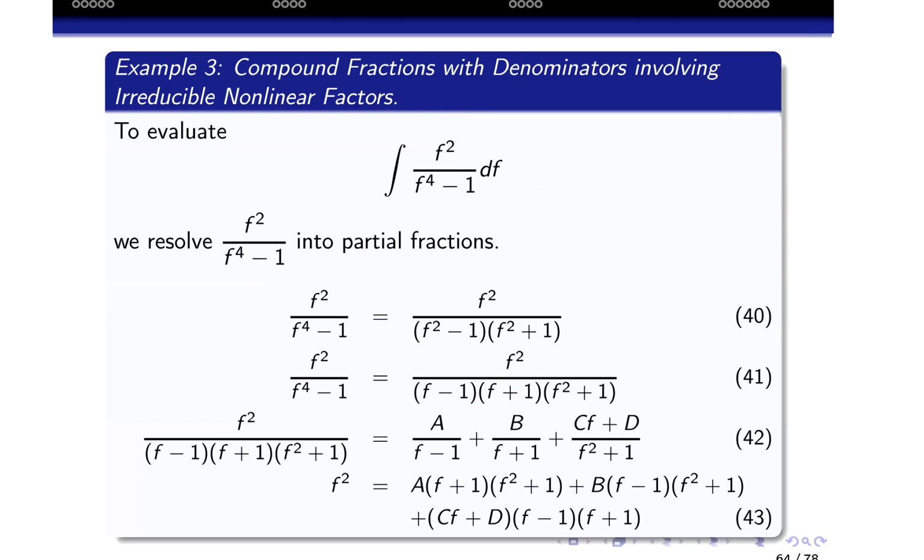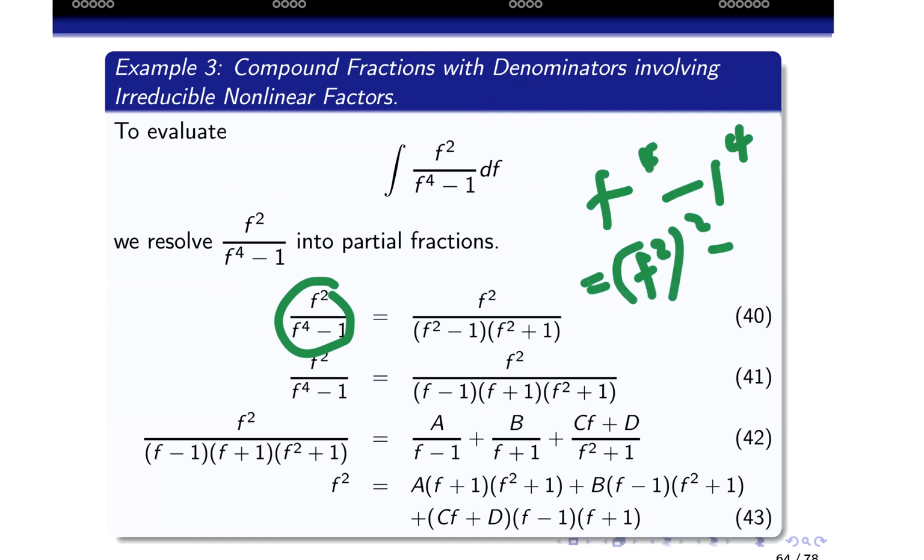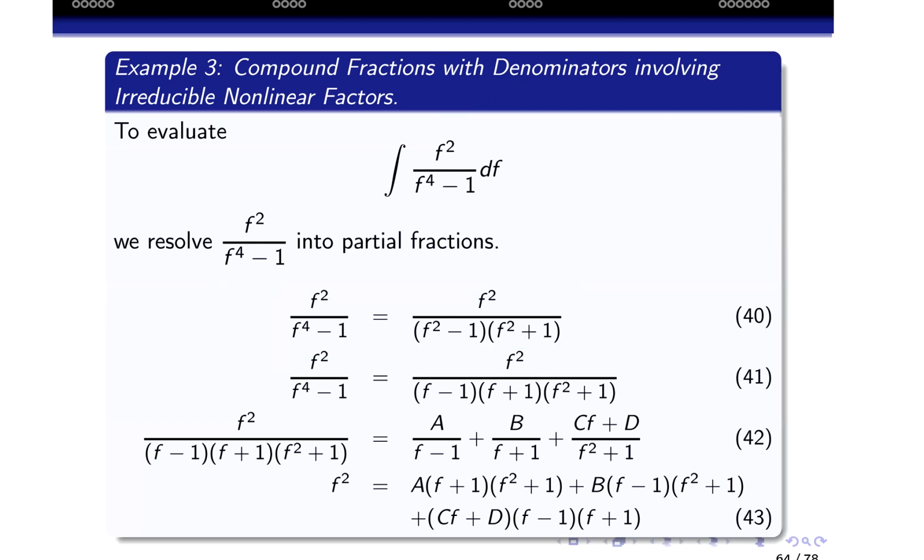So f raised to the power 4 minus 1 is the same thing as f squared squared minus 1 squared. That's like a difference of two squares, where you can now have it as f squared minus 1 into f squared plus 1. That's the idea of difference of two squares. Again, you can go further. So you have f squared over f squared minus 1, f squared plus 1.